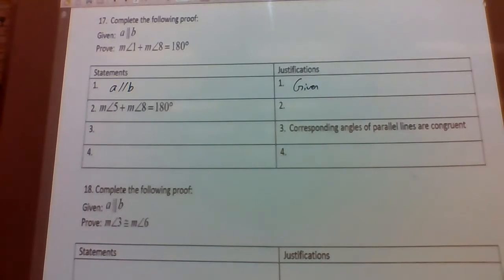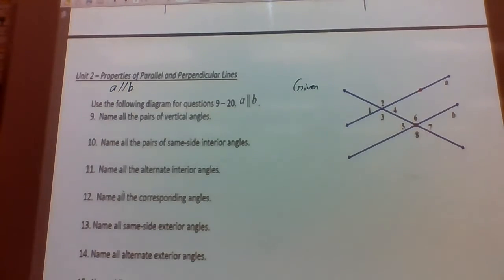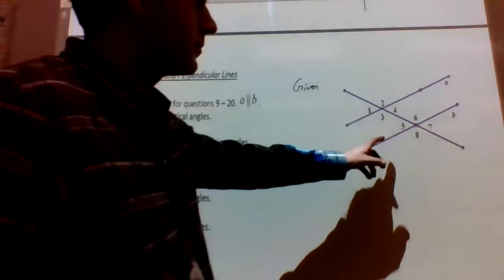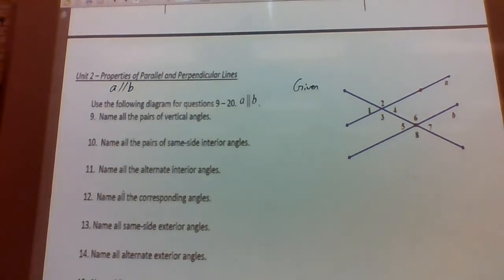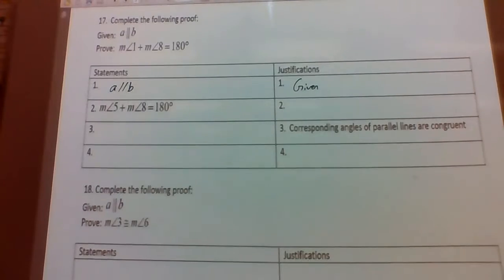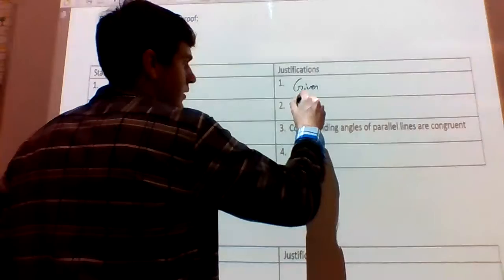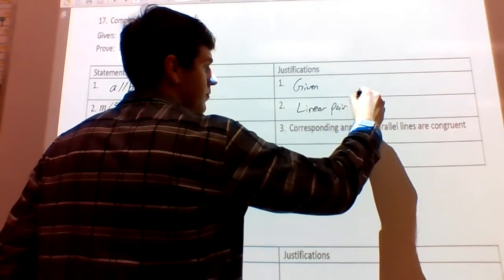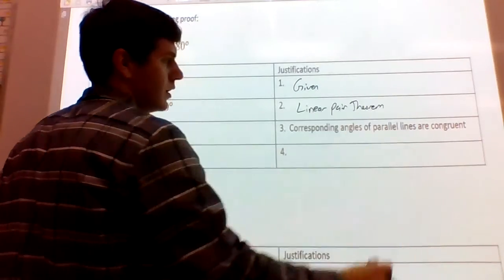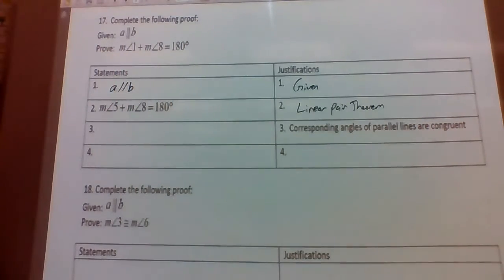Okay. So if we scroll up and we look at our diagram, 5 and 8 are a linear pair. Okay. We know linear pairs are supplementary. So we know the measure of angle 5 plus the measure of angle 8 is 180. That is the linear pair theorem, or definition of supplementary.